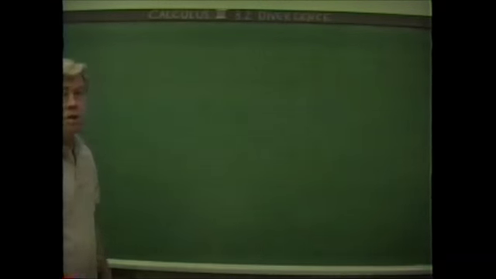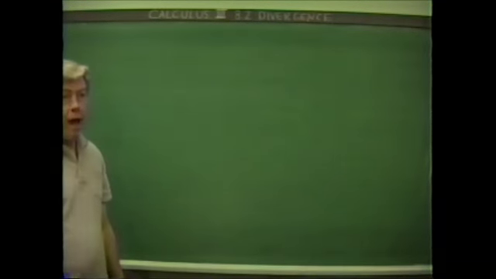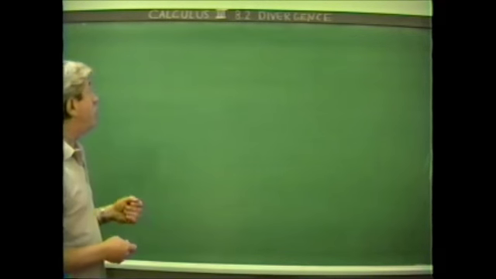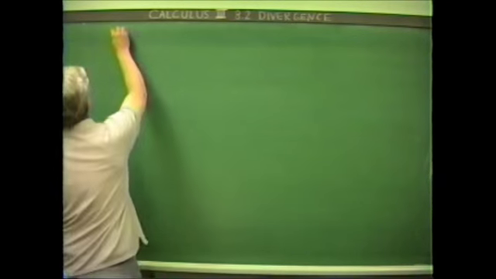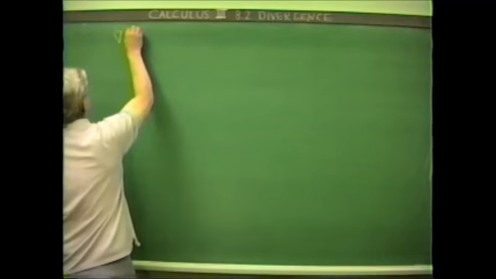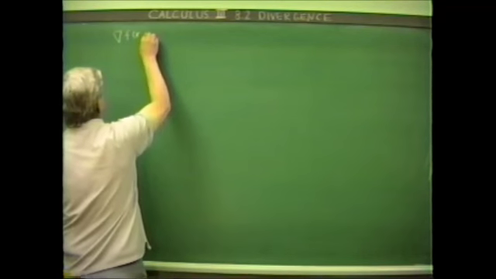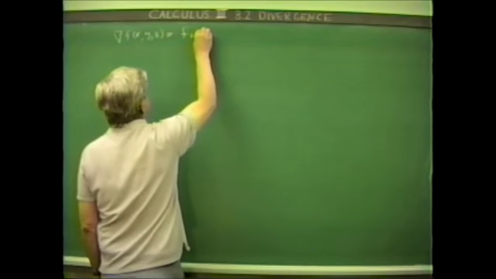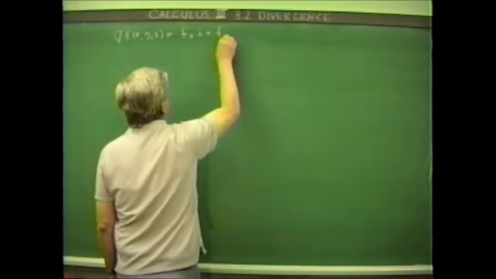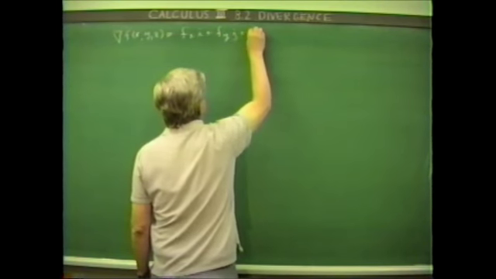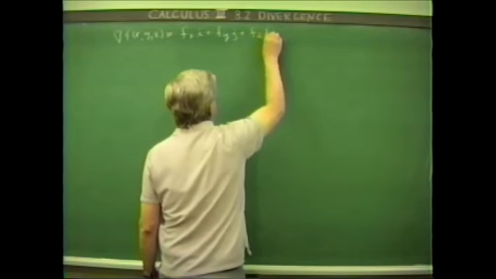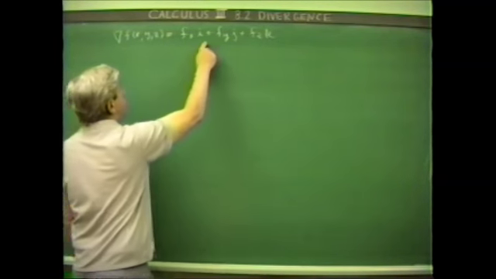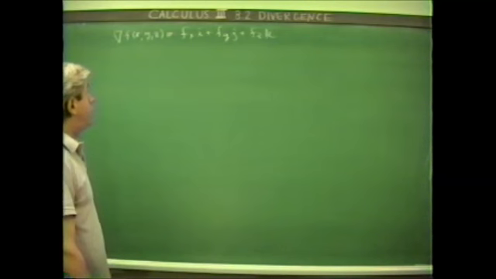We're going to need several things that operate, so to speak, on vector value functions in the same way that the gradient operates on ordinary functions. The gradient of a function f of x, y, and z is the partial of f with respect to x i plus the partial of f with respect to y j plus the partial of f with respect to z k. And what it does is it takes a function and associates with it a vector value function.